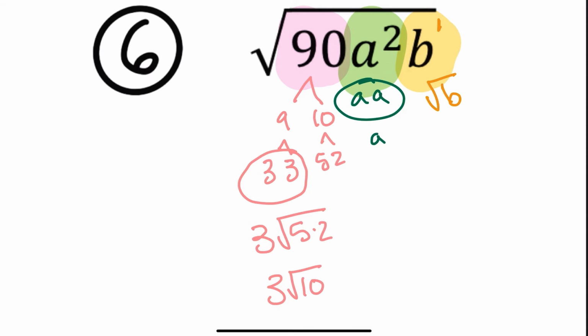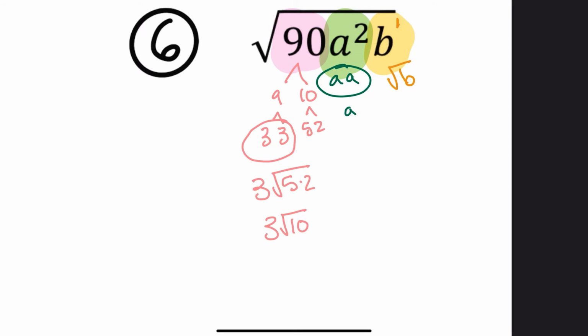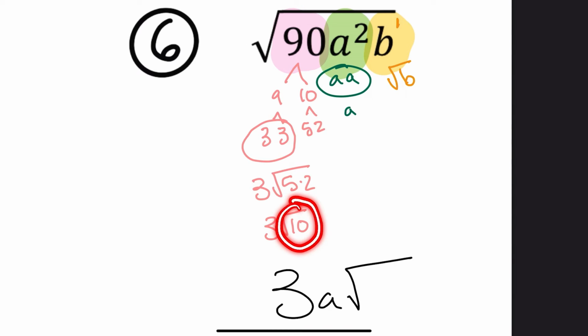Alrighty. Now I need to put all those together in an answer. All right, I need my outside pieces first. So let's see, I have a 3, I have an A, and it looks like that's all that came out of this. So I have a 3 and an A going first. Square root of, let's see, we have 10 staying in and a B staying in. So that's what my answer is going to look like for number 6. Alrighty. I'll give you a second to write that down.